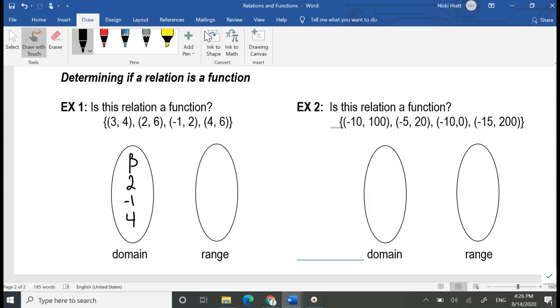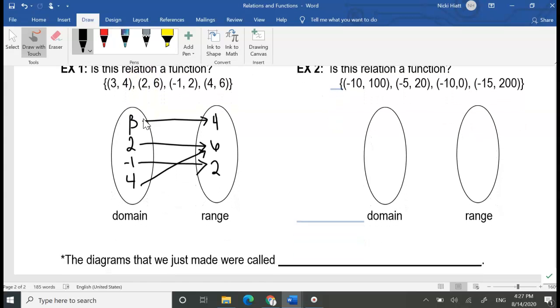Then for my y values, I have 4, 6, 2, and I've got 6 again, but I'm not going to write it again. So now what I'm going to do, in this ordered pair, 3 goes with 4, so 3 is assigned to 4. 2 is assigned to 6, -1 is assigned to 2, and 4 is also assigned to 6. So this question asks us, is this relation a function?